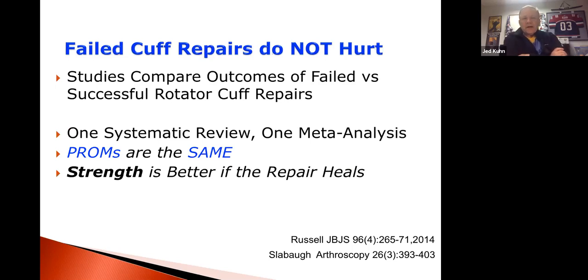When you do a cuff repair and it fails, it's very hard to distinguish that patient from someone whose cuff repair healed. There are a number of studies in the literature that looked at that question. Do people who have cuff repairs that heal differ from people whose cuff repairs failed? There are a number of systematic reviews and meta-analyses out there, and what they have found is that both patient groups are satisfied. The patient-reported outcomes are the same, they're not different. But if you look at strength, strength is better if the cuff repair heals, and that makes sense.